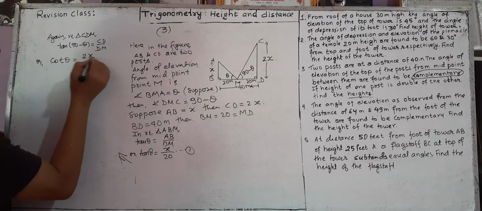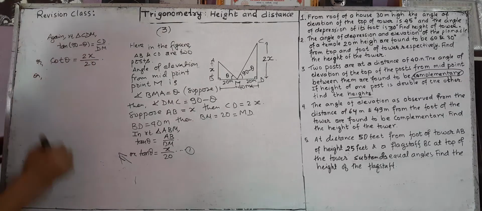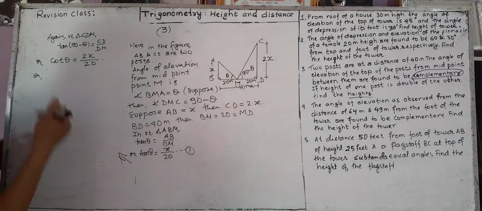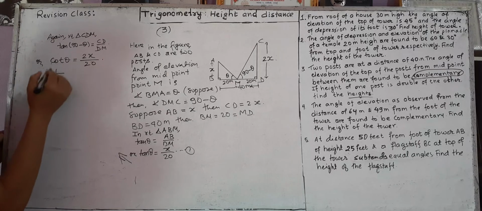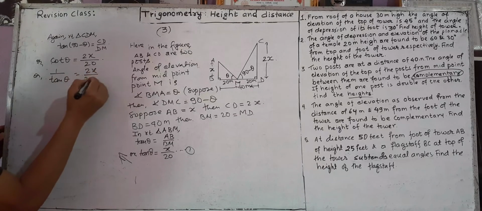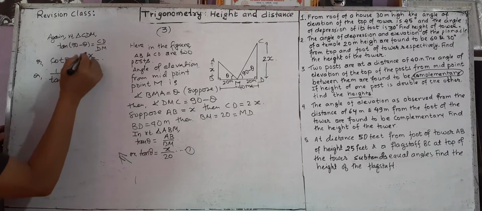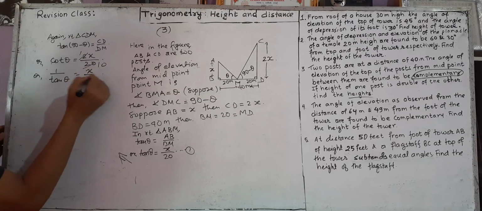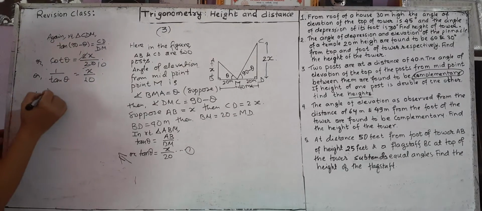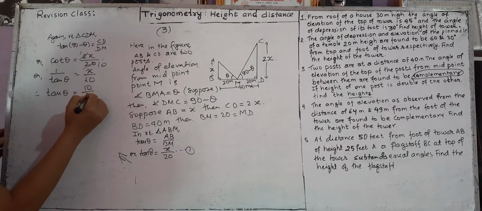The value of CD is 2x, the value of DM is 20. Again, cot theta is 1 by tan theta, so we convert this cot into tan. So tan theta is equal to 2x by 20. You can simplify this. Let us simplify. 2 by 20 is 1 by 10. So x by 10. And therefore tan theta equals 10 by x.